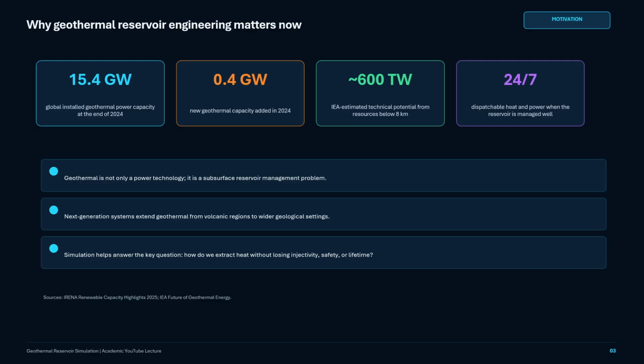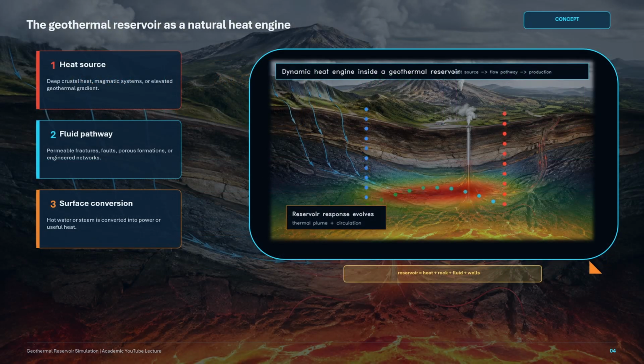It helps us ask, where should we drill, how fast should we inject, and how long can the reservoir maintain useful heat? A geothermal reservoir can be understood as a natural heat engine. At depth, the Earth provides the heat source. That heat may come from magmatic systems, hot basement rocks, or simply an elevated geothermal gradient.